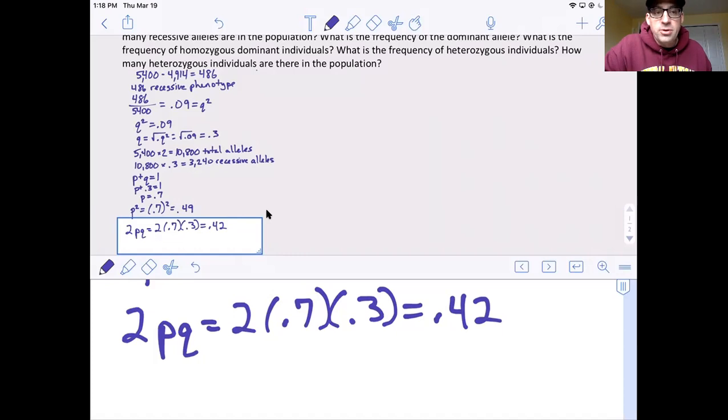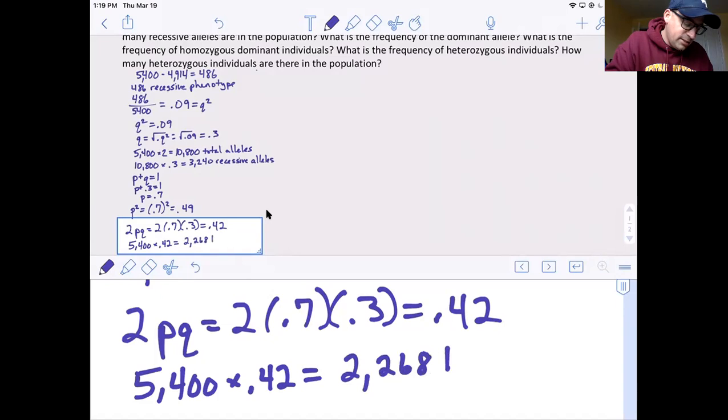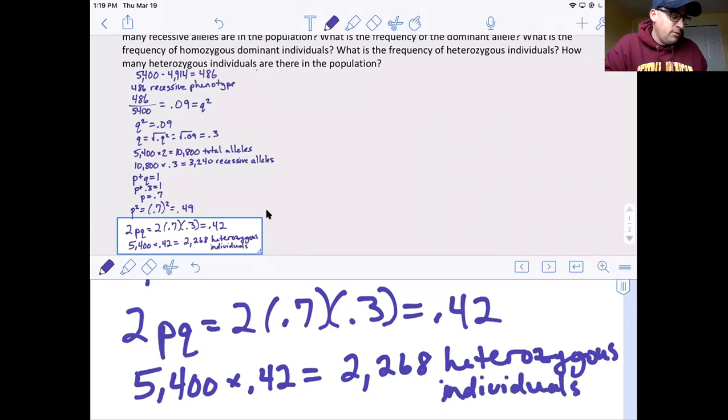So then the next question is, how many heterozygous individuals are there in the population? Well, again, I'm just going to have to simply take my total number of individuals, because I'm talking about individuals here. I'm not asking about alleles. I'm asking about individuals. And I know I have 5,400 individuals in this population. And I know that 42% of them are heterozygous. And when I do 5,400 times 0.42, I get a value of 2,268 heterozygous individuals. So there you have it. That's how many heterozygous individuals there are in the population.